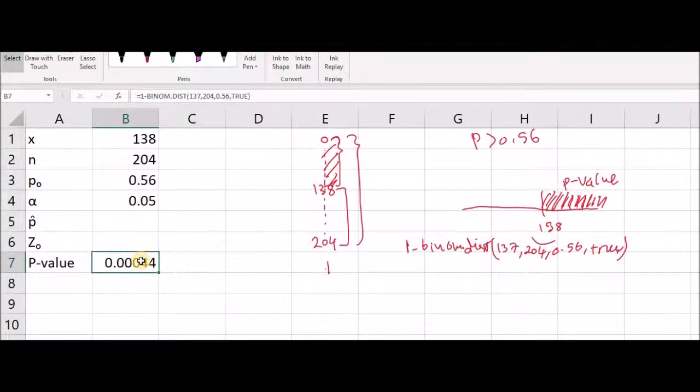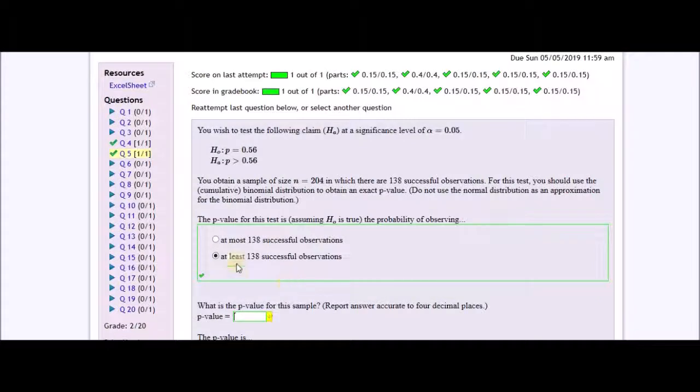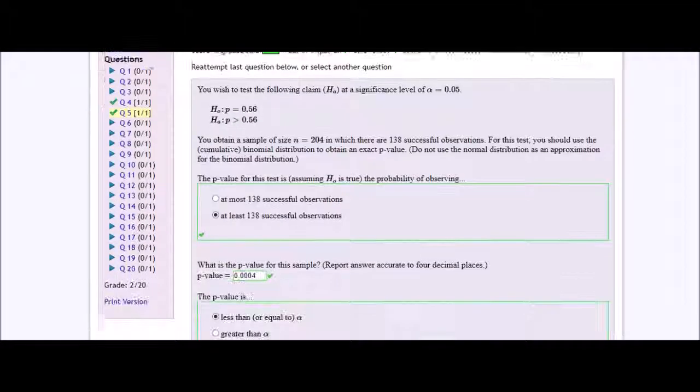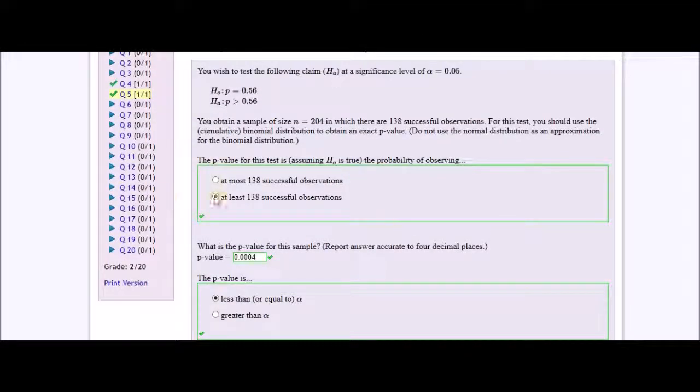I'm going to copy that, paste it, and round it to 4 decimals. And the answer is that one. This is how you're going to compute the p-value, and I trust that you can answer the rest of the parts in this question.